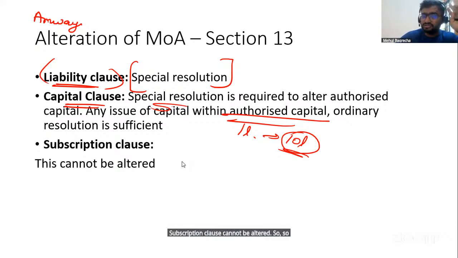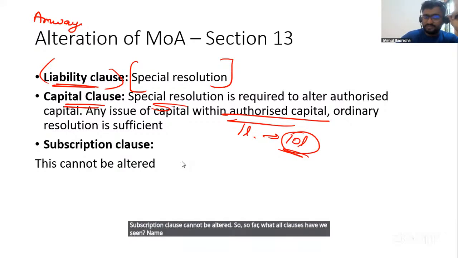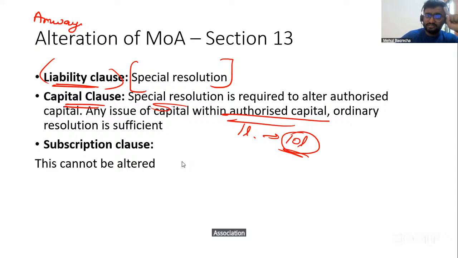So far, what all clauses have we seen? Name clause done. Object clause done. Liability clause done. Capital clause done. Association clause done. Situation clause has to be done now. Now we go ahead with the situation clause.